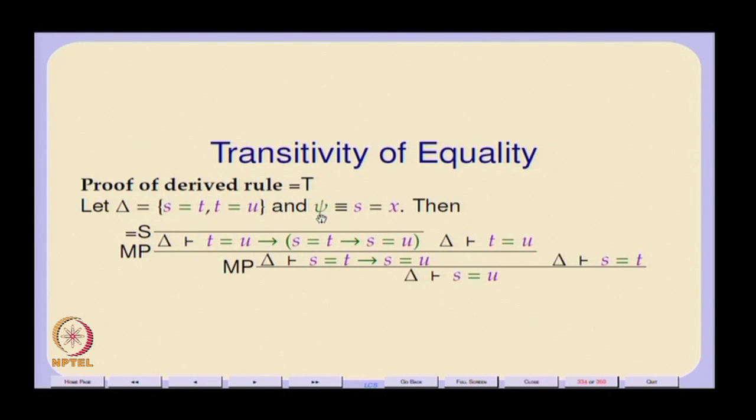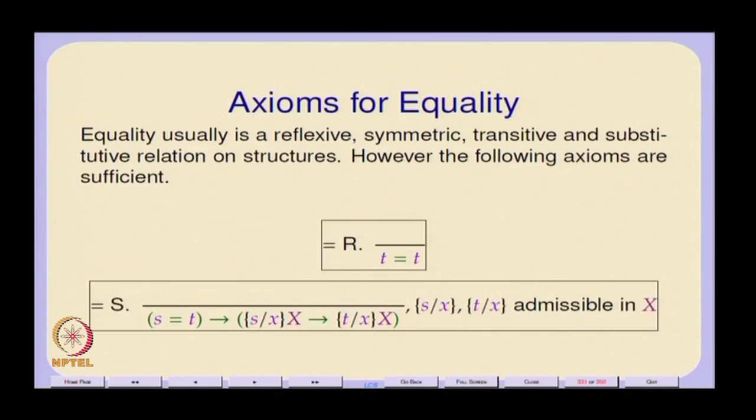Basically, I take this formula psi and replace T for X and U for X on these two sides, right. And I have got the assumption T equals U, which means I can use modus ponens twice and finally, I will get S equals U. So, it is enough to have just these two axioms for equality, and the other two axioms can be derived.